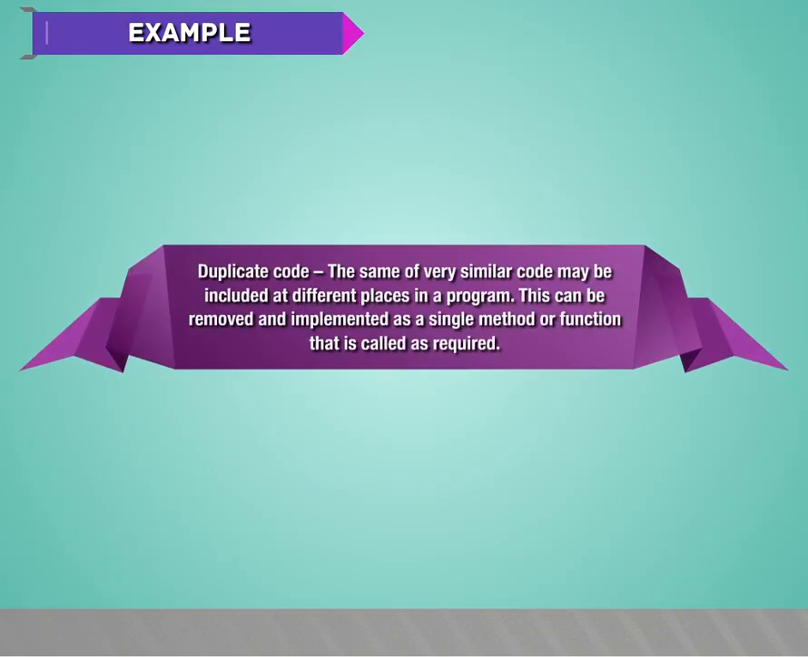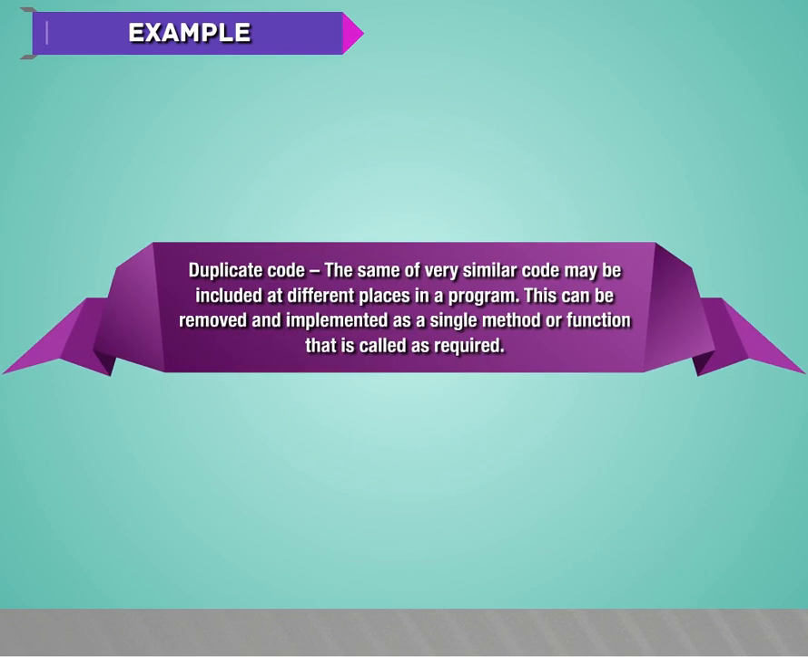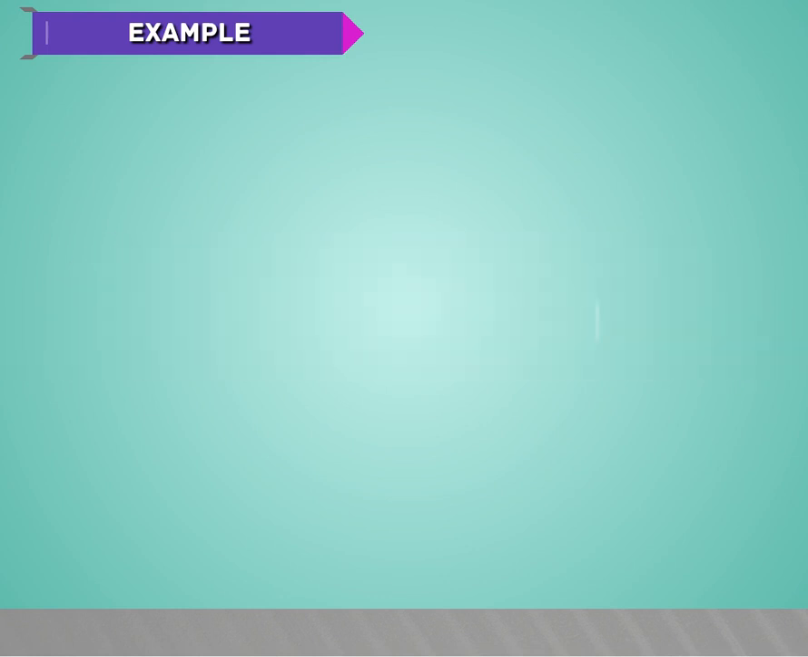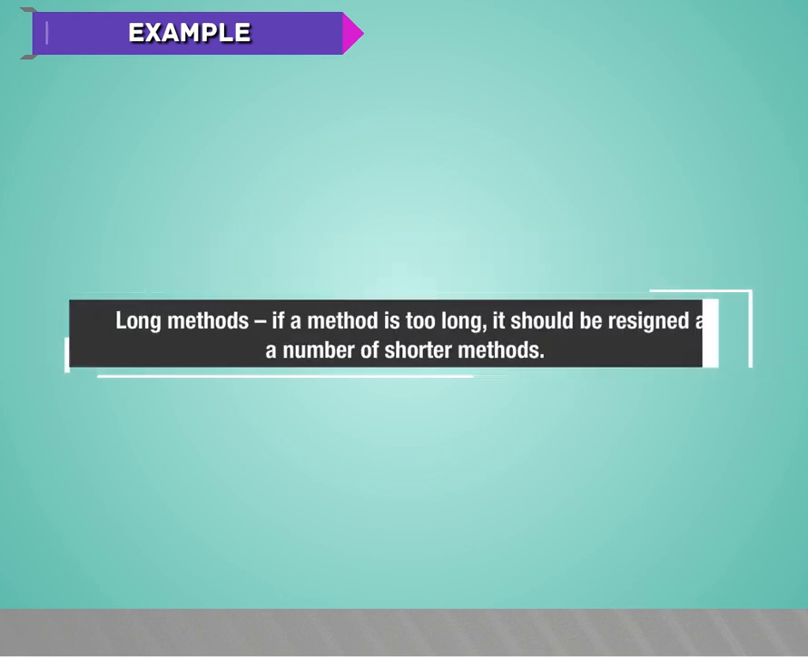Example: duplicate code. The same or very similar code may be included at different places in a program. This can be removed and implemented as a single method or function that is called as required. Long methods. If a method is too long, it should be redesigned as a number of shorter methods.